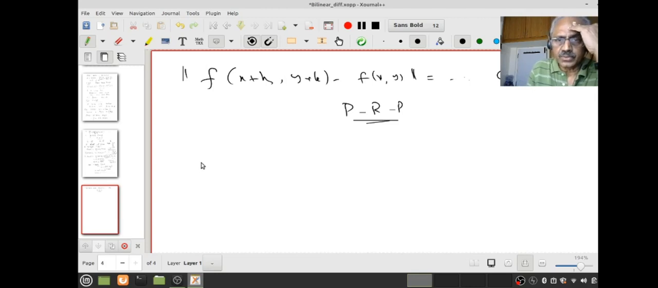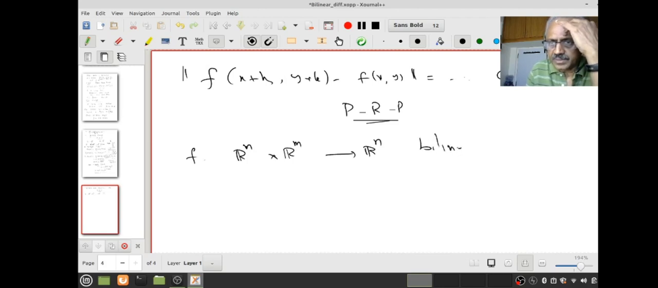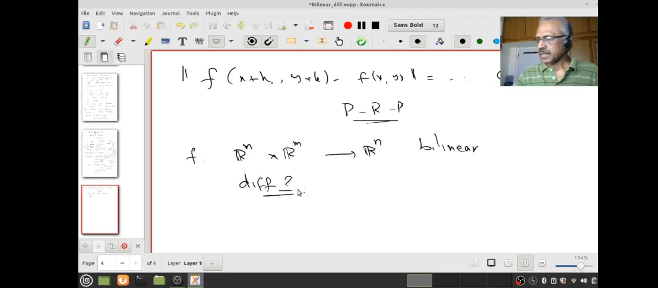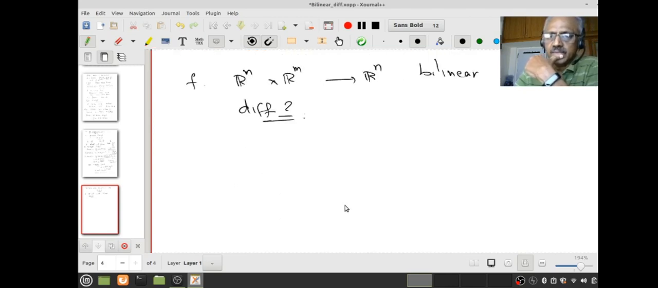Next question we want to know is the following. Let f again be from Rm cross Rm to Rn bilinear. We already checked it is continuous, but we want to know whether it is differentiable. Do you understand the question? So let us fix a point (u, v) in Rm cross Rn. I want to know whether it is differentiable.